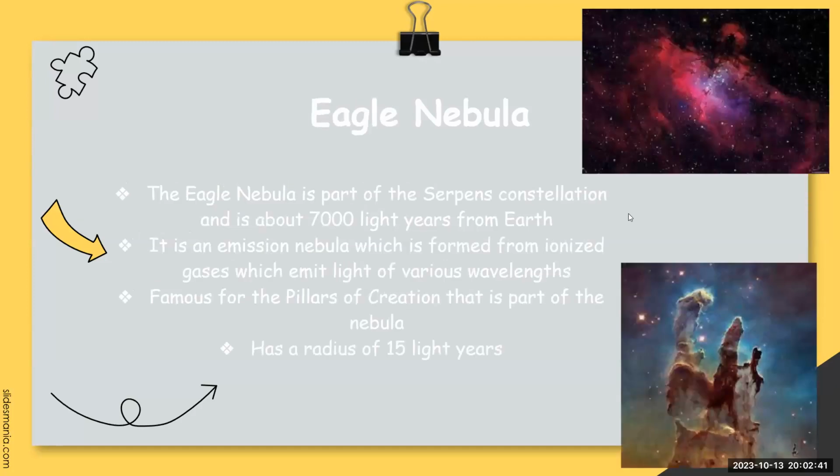Okay, next we got the Eagle Nebula. It's part of the Serpens constellation and is about 7,000 light years from Earth. It's an emission nebula, which is formed from ionized gases which emit light of various wavelengths. It's famous for the pillars of creation that is part of the nebula and has a radius of 15 light years. And the pillars of creation are very famous. You can see it in the bottom right picture. You may have seen them before. And the actual nebula itself is in the top right.